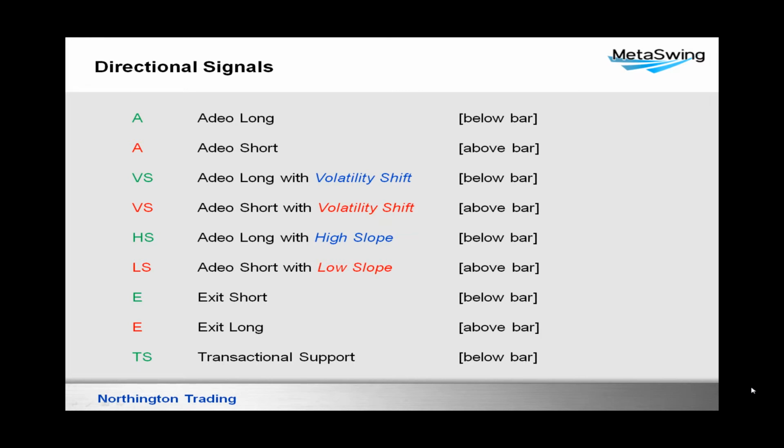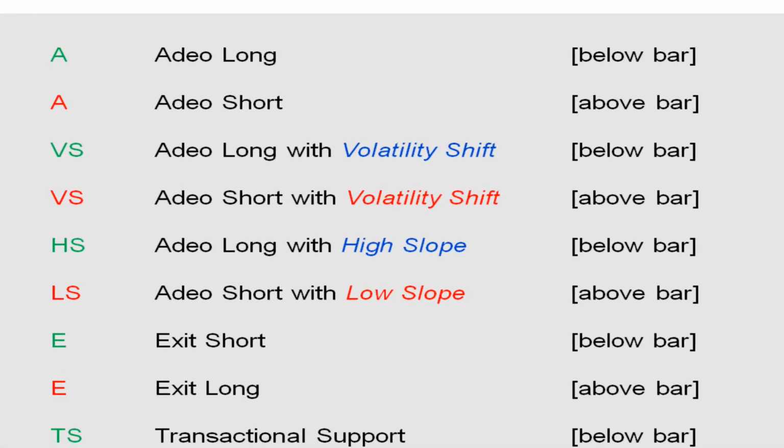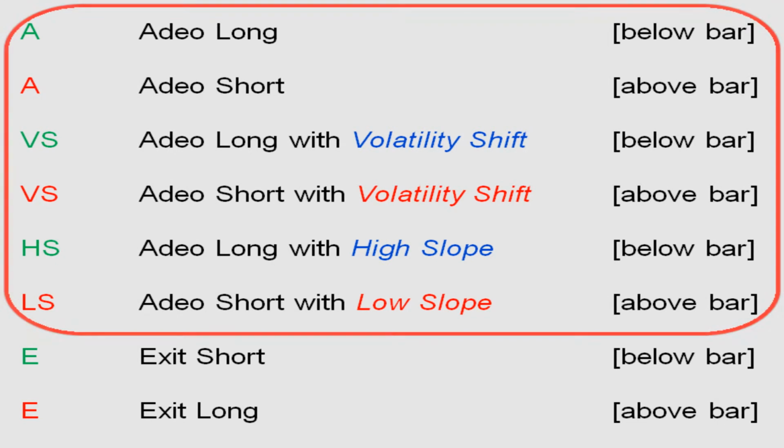Here's a list. We're going to begin with the 6 different Adeo signals. Adeo signals come in long and short variation. There are the basic Adeo signals. Then there are those that are combined with N-band readings, which essentially heighten and expand their effectiveness.